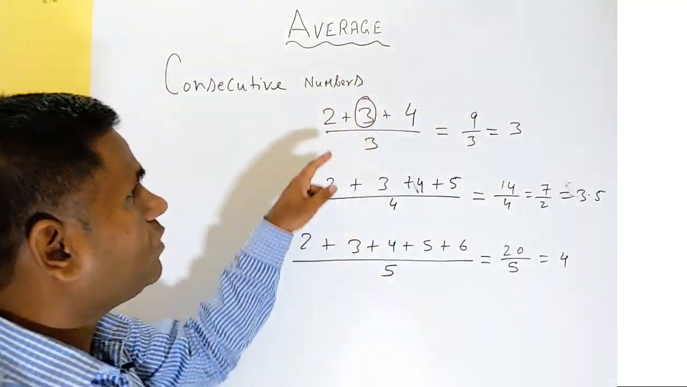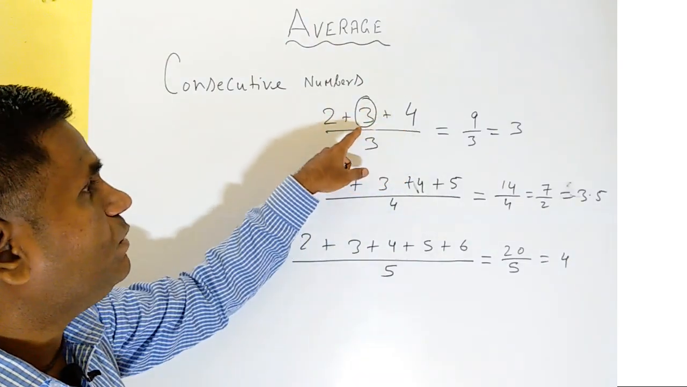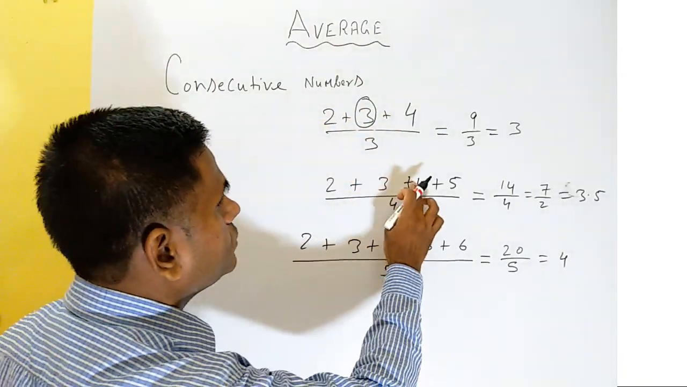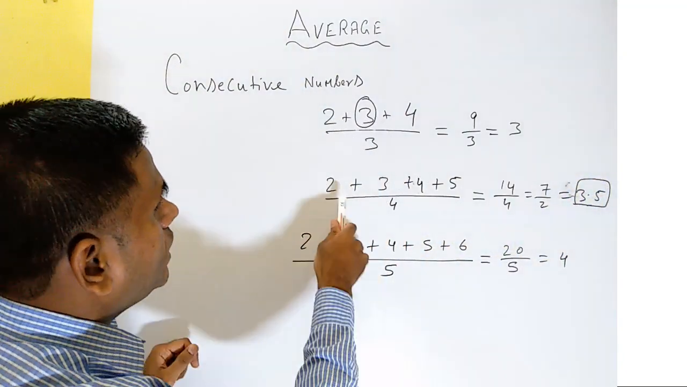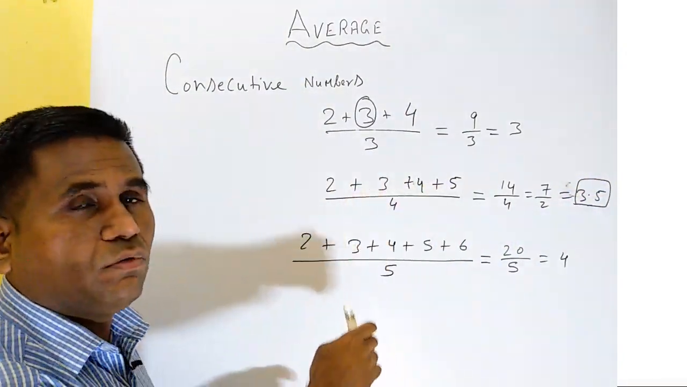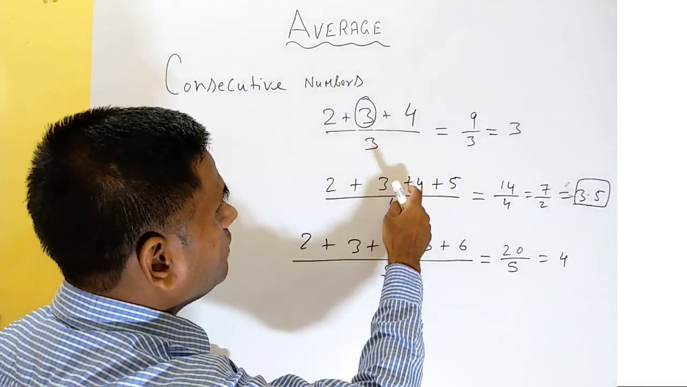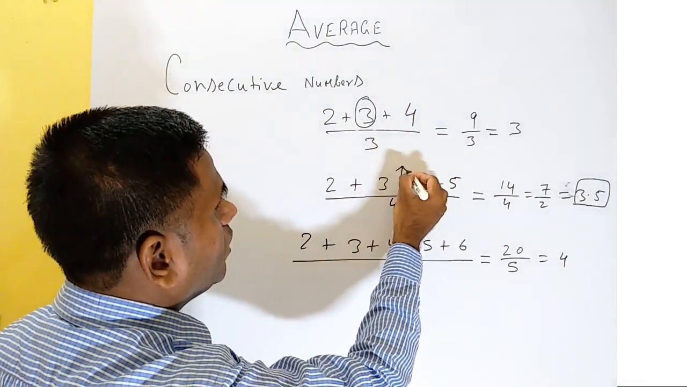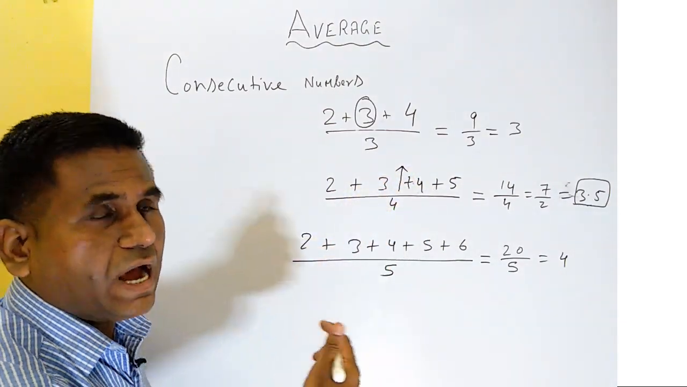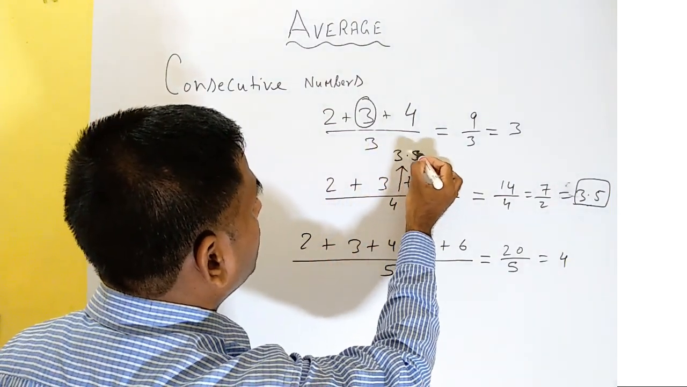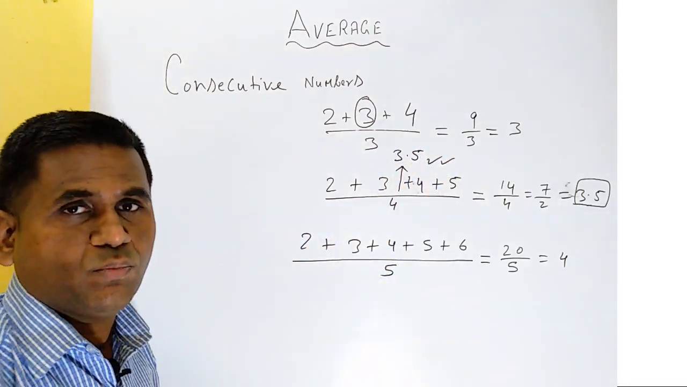So the average for 2, 3 and 4 is the middle number 3. Here if you see friends, the answer is 3.5. Here 1, 2, 3, 4, so we have 4 numbers here. So we don't have any middle number, right? So the middle number will fall between 3 and 4, and between 3 and 4 we have a number called 3.5. So the average is 3.5.